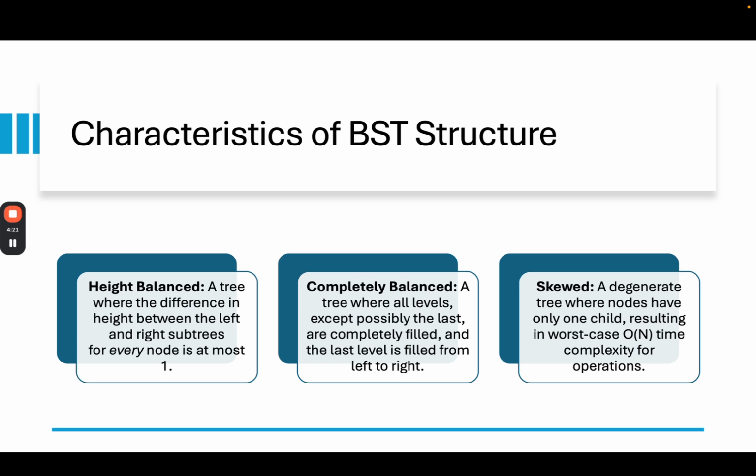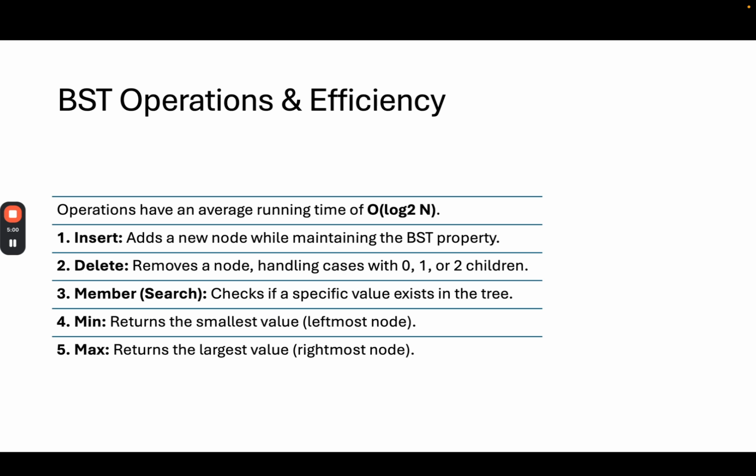What are the characteristics of your BST structure? It is considered height balanced when the difference in the height between the left and right subtrees is at most 1. It's completely balanced when all of the levels except possibly the last level are completely filled from left to right. And it becomes skewed when the nodes have only one child. I will be showing you what this looks like in class, but essentially those are the definitions for the characteristics of BST structure.